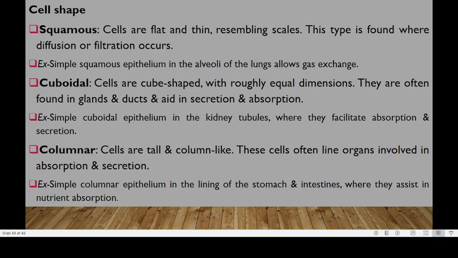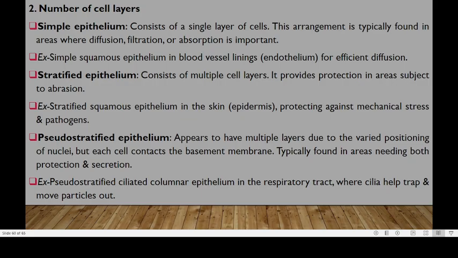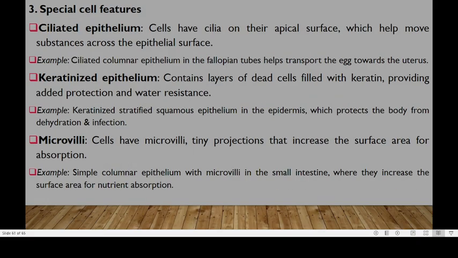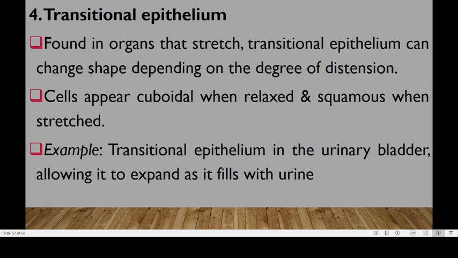Talk of columnar cells, which are normally tall and column-like. The cells often line organs involved in absorption and secretions. We also talk of classification based on cell layers, where you talk of simple epithelium, stratified epithelium, pseudostratified epithelium. Talk of classification based on special cell features like the ciliated epithelium, keratinized epithelium, microvilli. We'll also talk of the transitional epithelium, which is found in organs that can stretch and change shape depending on the degree of distension.